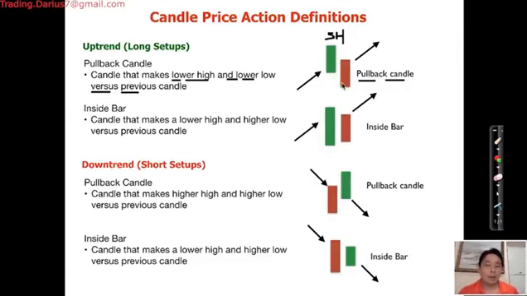Next, what's an inside bar candle? An inside bar is a candle that makes a lower high, but this time a higher low as compared to the previous candle.